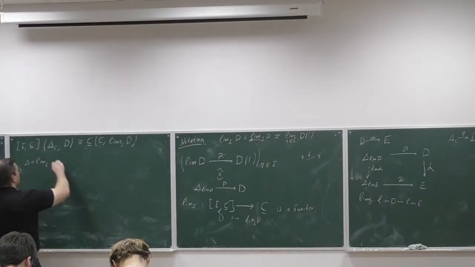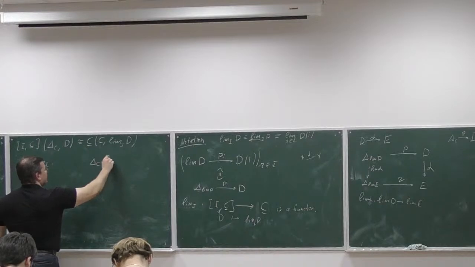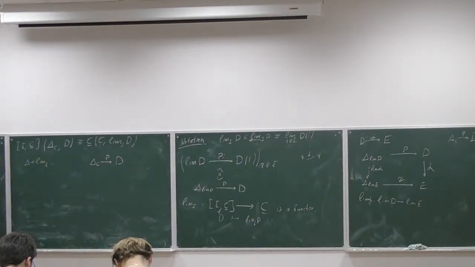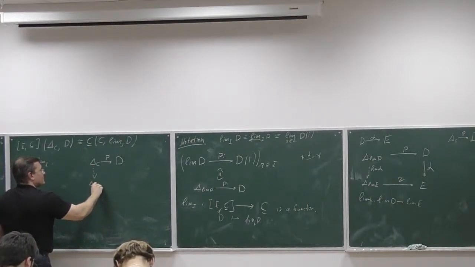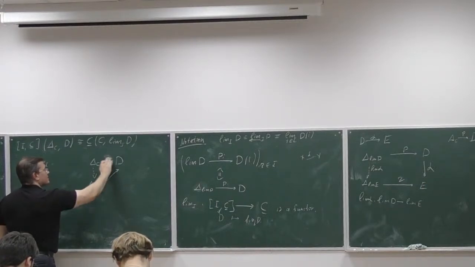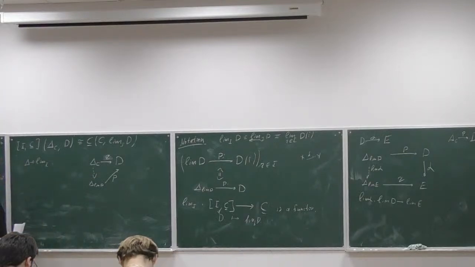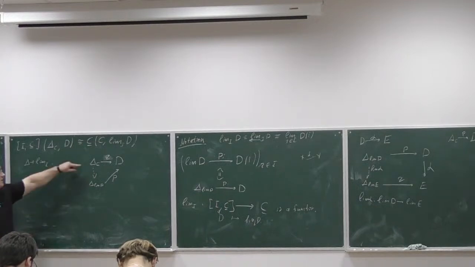Well, you have an object here, right? What's an object here? This is a map. In other words, this is a cone over D. Sure. But then there is a unique map since the limit is terminal. Maybe let's call this some Q, and these are canonical projections. So this gives you a map from C to the limit of D.